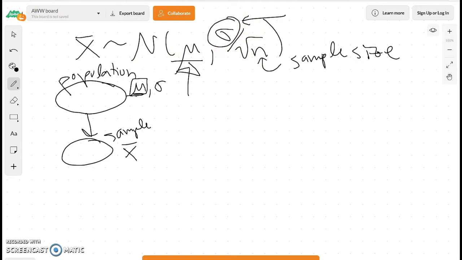So I'm going to find a confidence interval for this particular x bar. The whole goal is that I want to figure out what this mu is, right? We don't know what this mu is, so we're going to use x bar to try to figure it out.